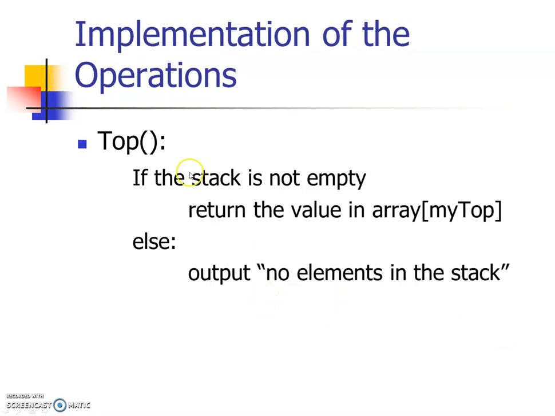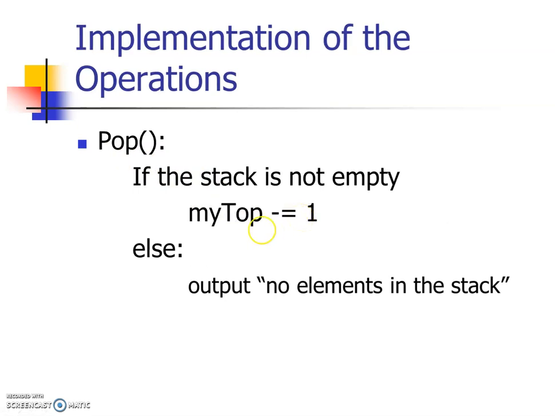For the top operation, you simply want to get the value where the top is located, because this is an array implementation. As long as the stack is not empty, you just return array of that index, the top index, and that is your top function that retrieves whatever value is at the top of the stack.